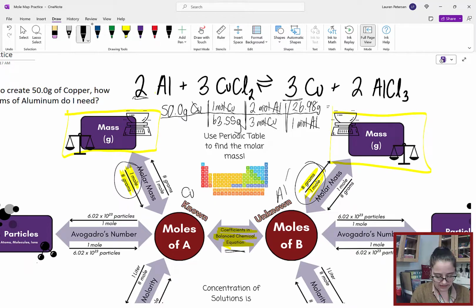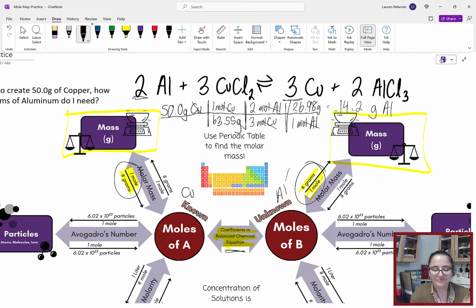And our problem becomes 50.0 times 1 over 63.55, so divided by 63.55, times 2 over 3, times 26.98, which gives us 14.15. So we'll go with 14.2 grams of aluminum are going to be needed. Okay, that's a 3-step conversion. Let's go ahead and try one more 3-step conversion, and then you will be masters of the mole map.